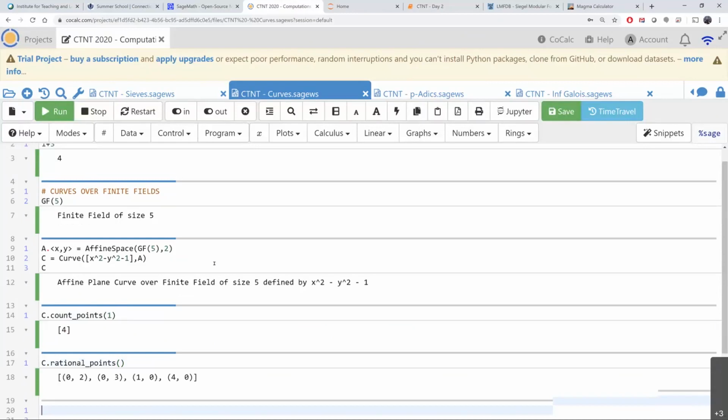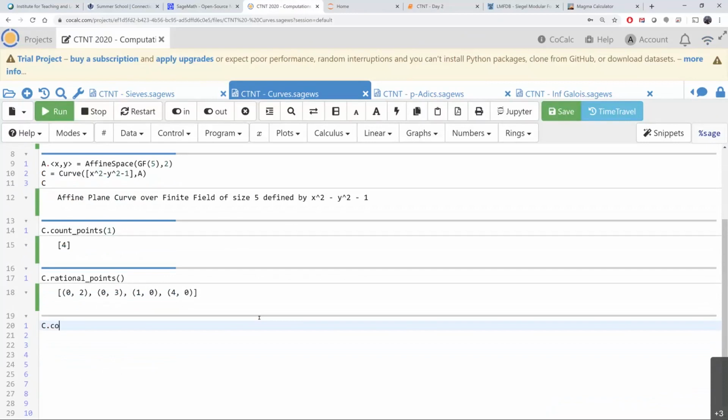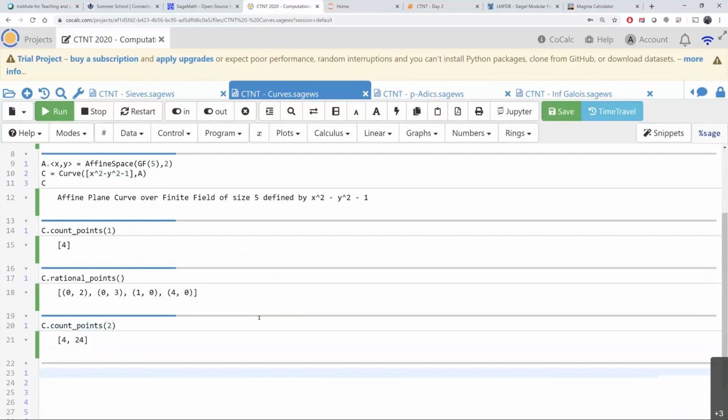You have 4. But if I instead do count of points 2, then it actually returns a tuple with 4 and 24. 24 means there are 24 points over the unique degree 2 extension of F5. So it's telling me that there are 24 points over F25. Right? So if I went back and I defined the curve over 25 and did 1, then it would give me the number of points over the field of 25 elements.